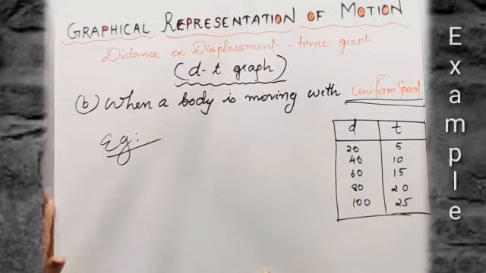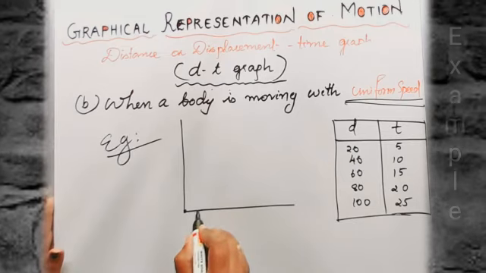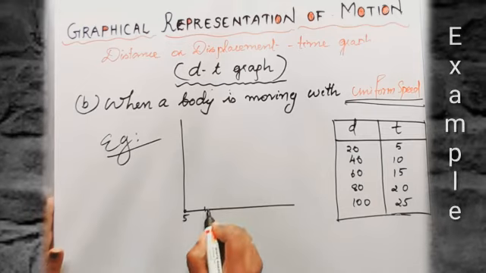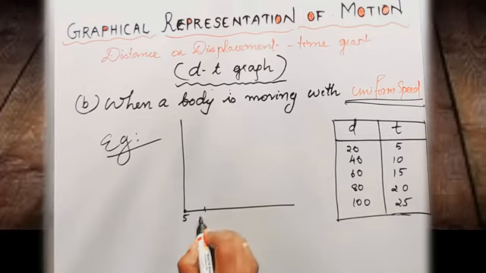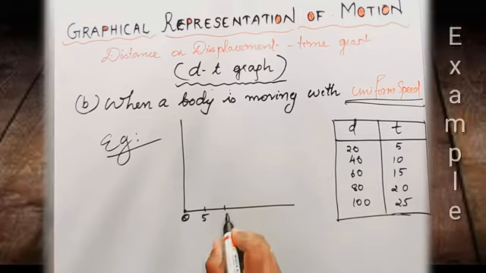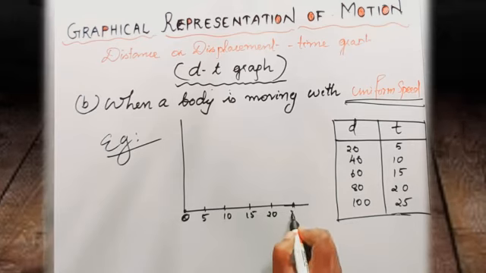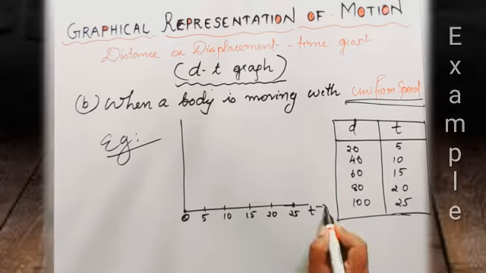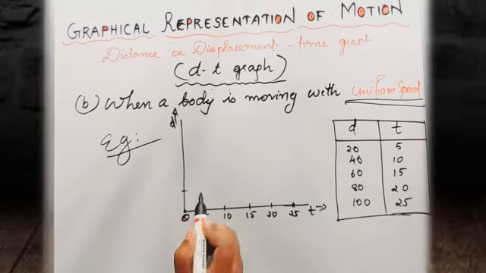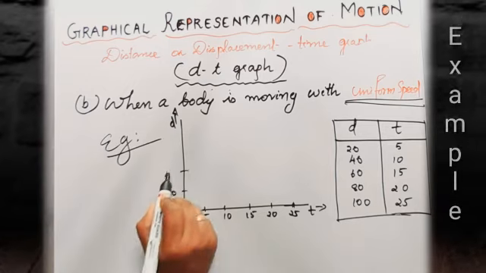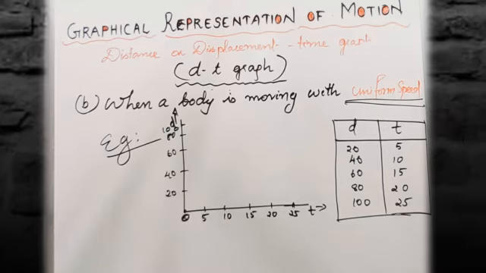Okay, I am going to draw the graph. The time axis: 0, 5, 10, 15, 20, 25 seconds. And distance: 20, 40, 60, 80, 100.